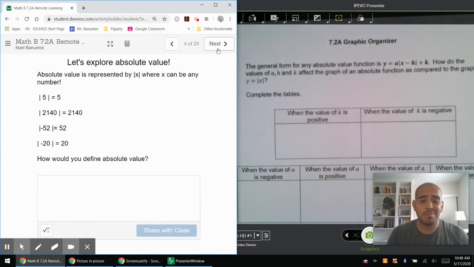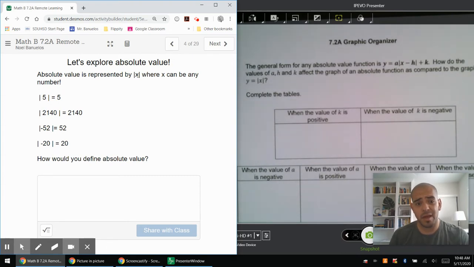All right, let's explore absolute value. So these little symbols, the little vertical lines there. The absolute value of 5 is 5. The absolute value of 2,140 is 2,140. The absolute value of negative 52 is 52. The absolute value of negative 20 is 20.